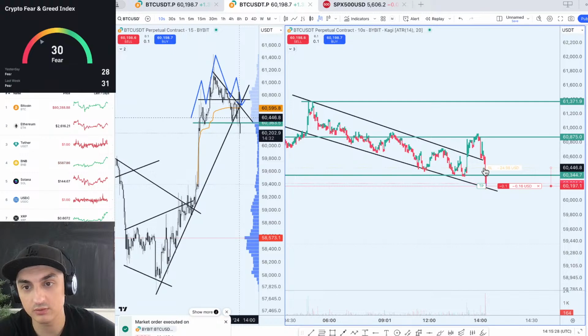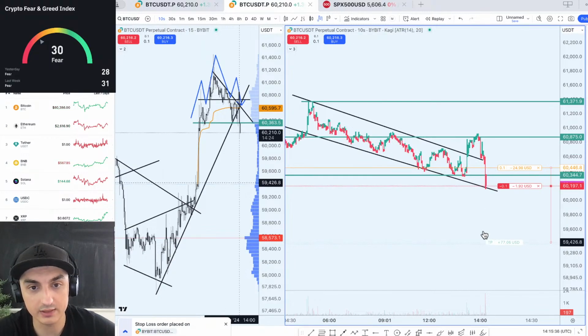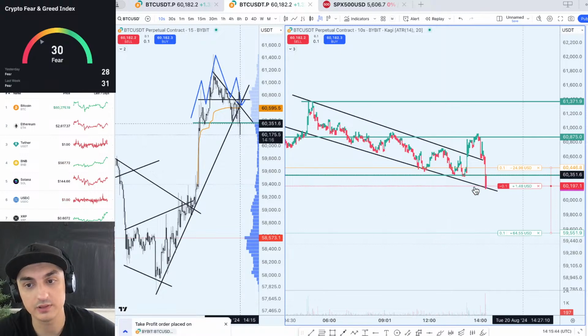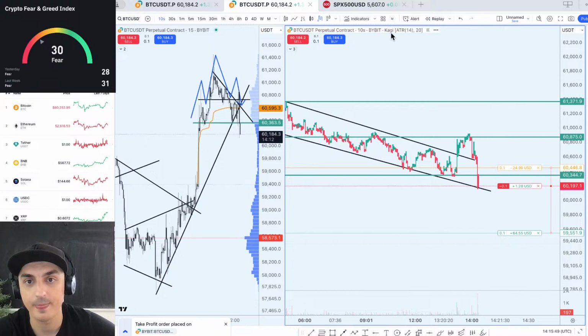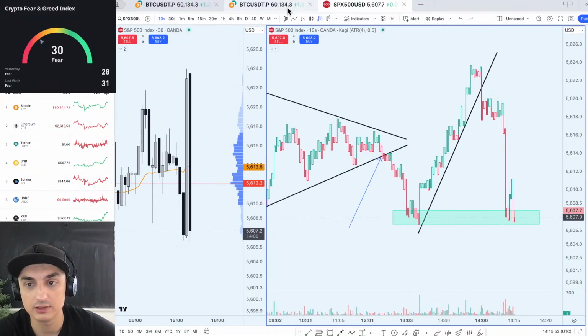I would like to get this short. I don't want to risk too much on this one. Once again, it could be another trap over here. However, I do really like to see price going to 59,500. Let's see if it can be successful. Back to S&P, still there.